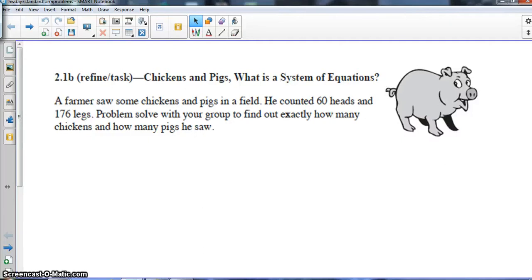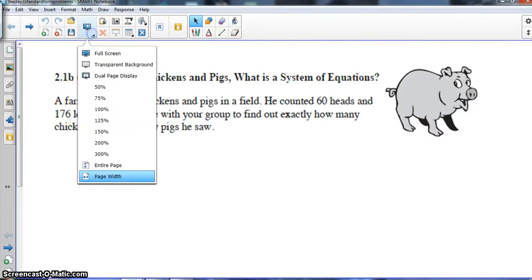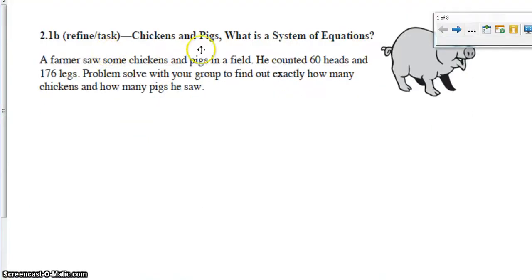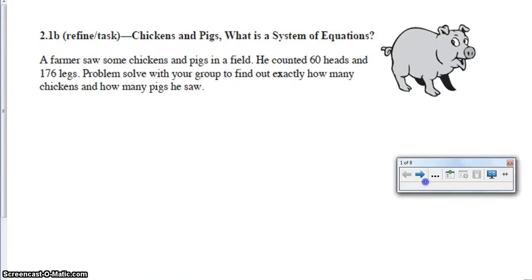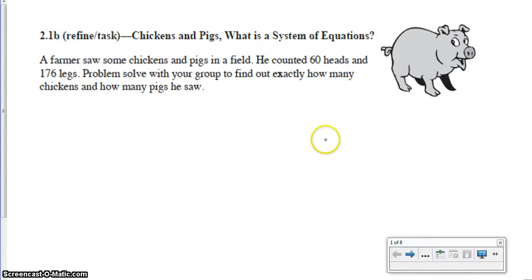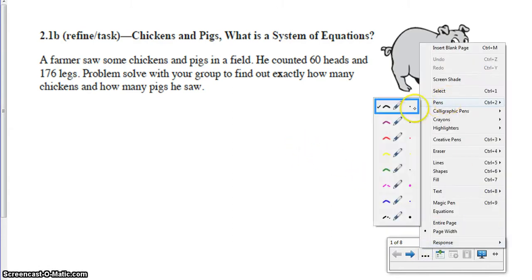So we've talked about slope-intercept systems of equations, and now we're going to talk about standard form equations. Let's take a look at pigs and chickens. A farmer saw some chickens and pigs in a field. He counted 60 heads and 176 legs. And so what we're going to do is problem solve this.